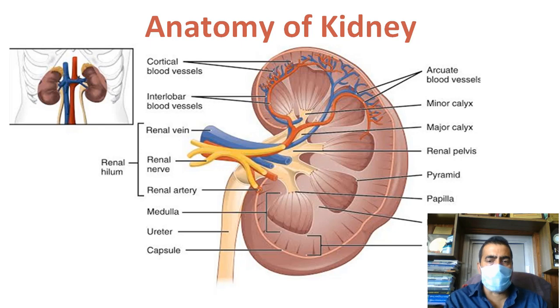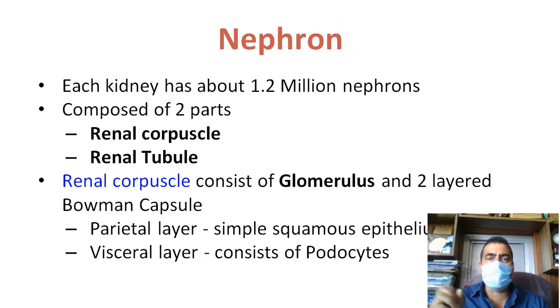And then there is a capsule which is also known as Bowman's capsule. All the nephric filtrate formation takes place from there. And then there are also a number of cortical blood vessels, then interlobular blood vessels, and all these are the most important parts of the kidney. This is the anatomy of the kidney.